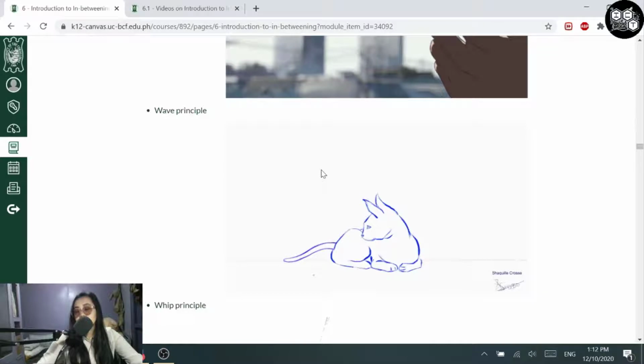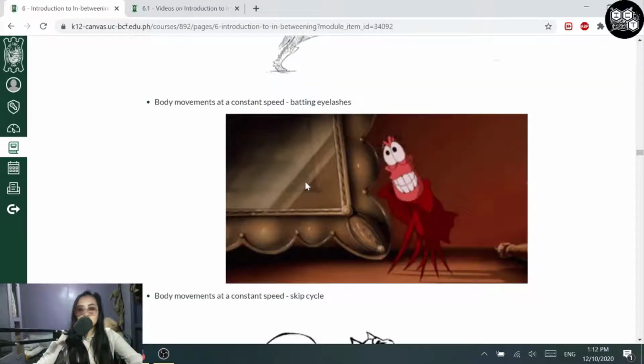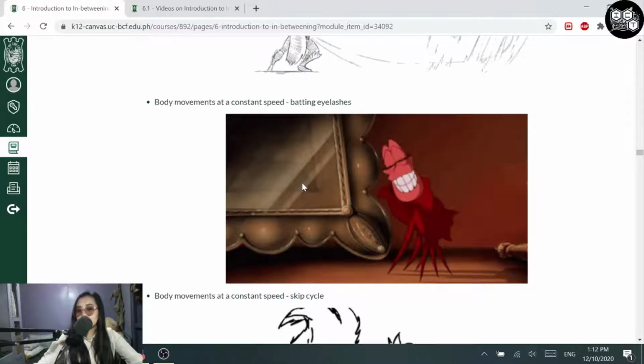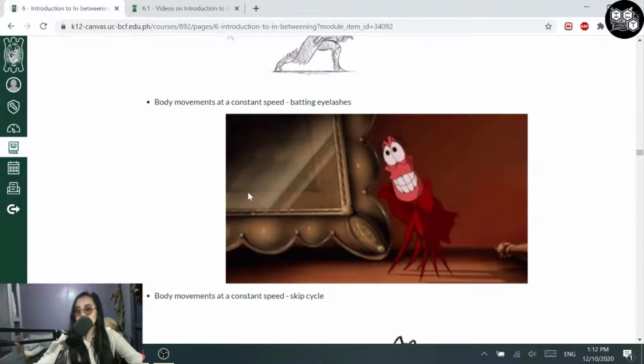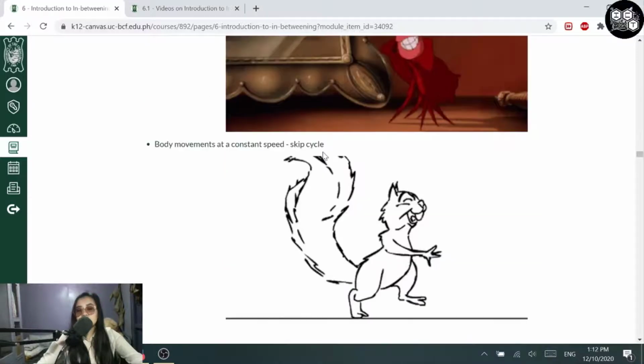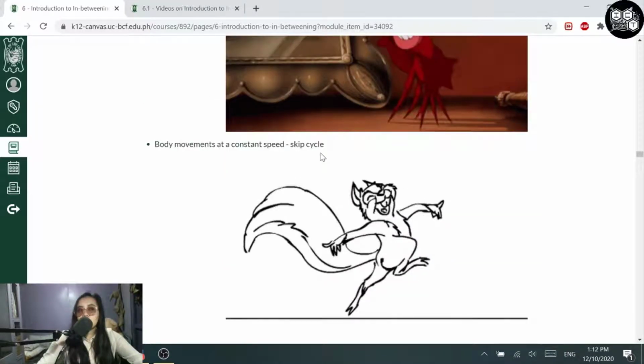And any type of movement that can be done at a constant speed is considered in thirds. Like, let's say, batting eyelashes. Unless your batting eyelashes tends to have more emphasis in terms of speed, then that would be in favors. But usually the batting eyelashes is on thirds. And then the skip cycle, the movement tends to be at a constant speed, so it's also in thirds. So anything that's in a constant speed is usually in thirds.